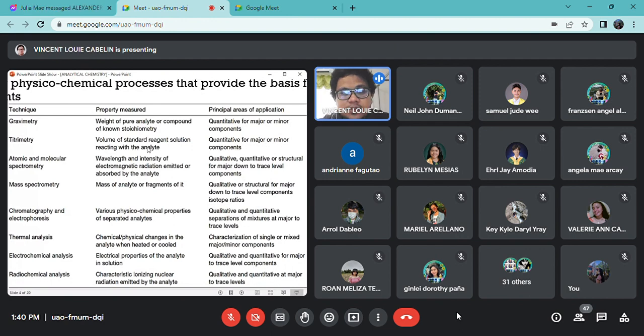Okay? So basically, if you talk about gravimetry and titration, in titration you want to know the volume of the reagent or the analyte, while in gravimetry, you want to know the weight, in grams usually, of your compound or component to be analyzed. Both of them are used to identify or quantify components of a mixture. Okay, gravimetry and titration method.